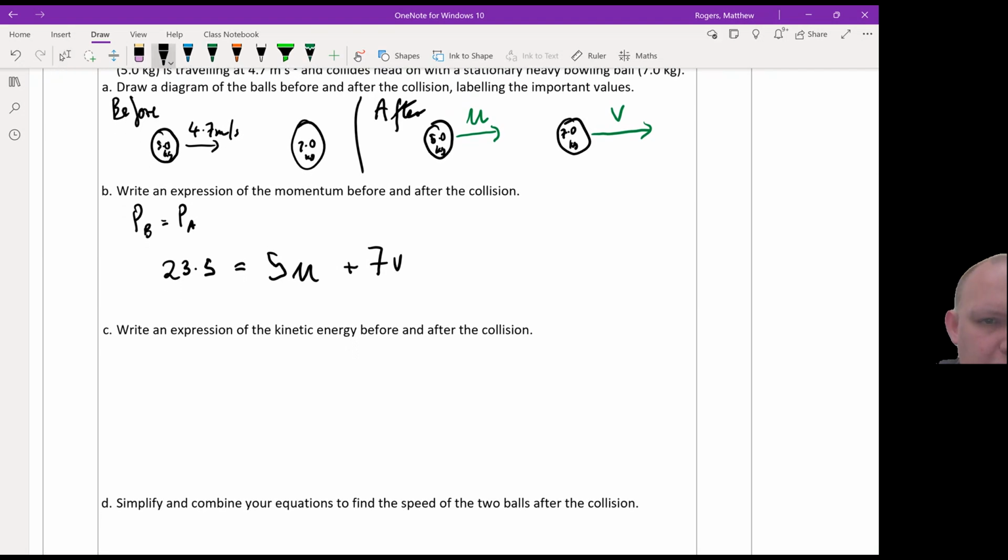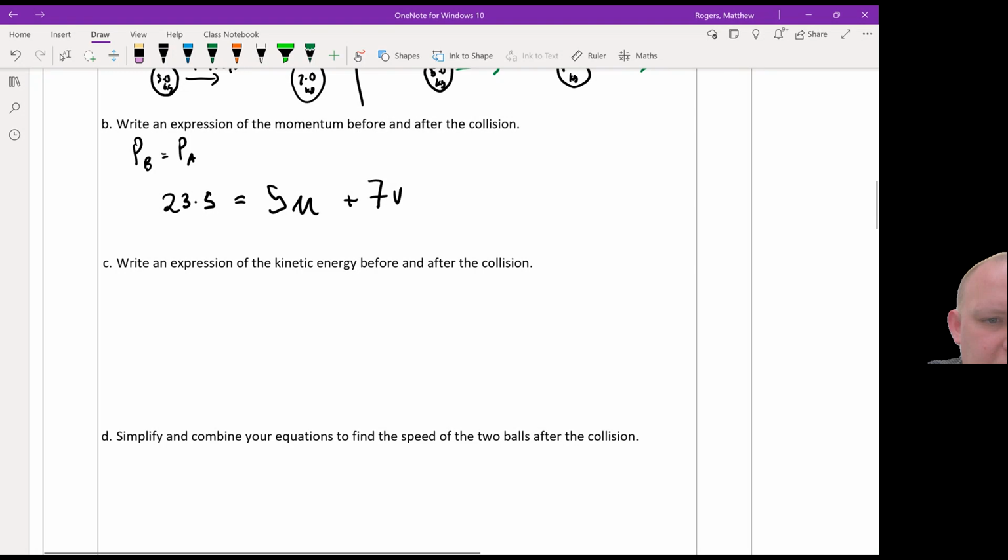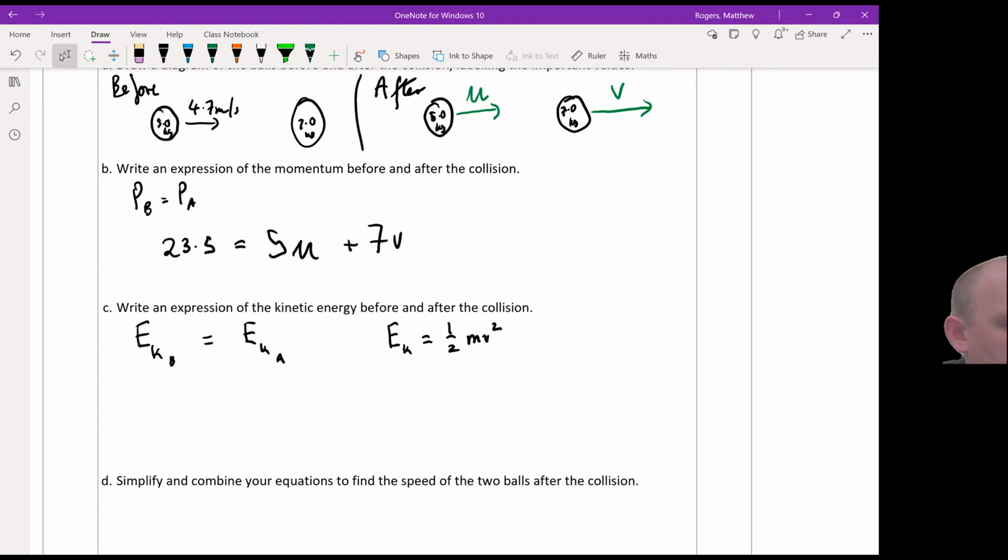Kinetic energy before and after. So again, as it's set up here, modelling as a perfectly elastic collision, we can say that the kinetic energy before should equal the kinetic energy after. We know that kinetic energy is half mv squared. So half 5 times 4.7 is 55.225. We'll leave it as lots of significant figures because if it was an exam question, it would have to log that value. Because it's a choice time question, we're going to try and work out an exact value and then round it at the end.